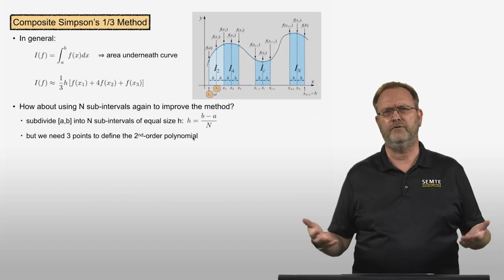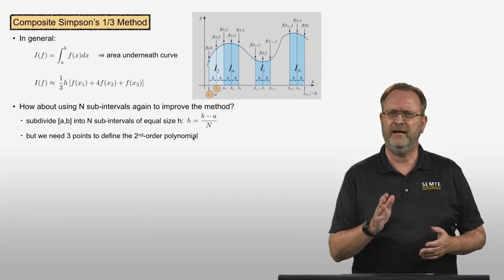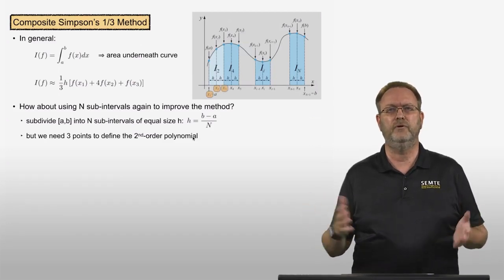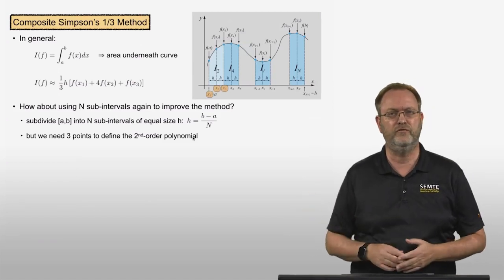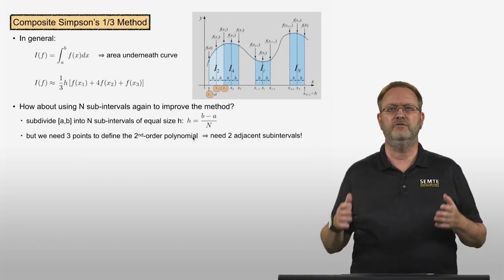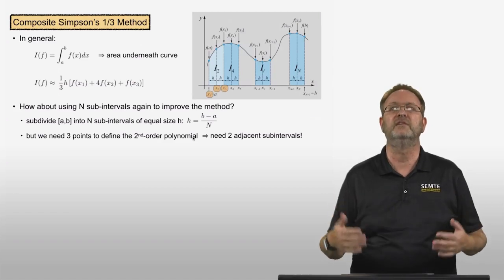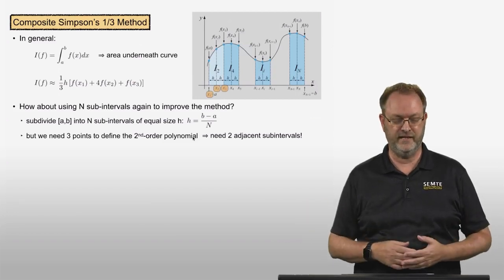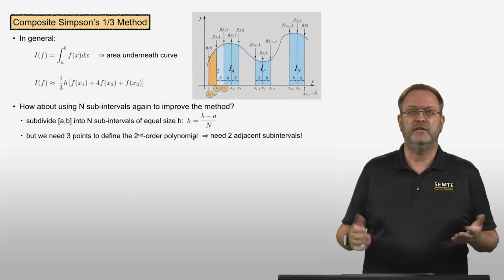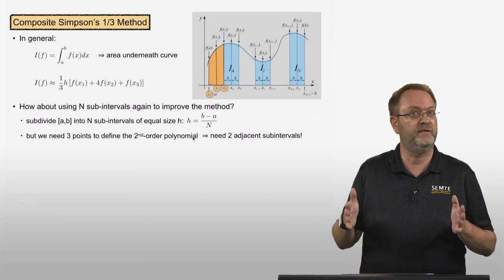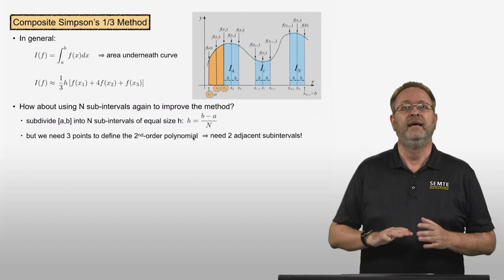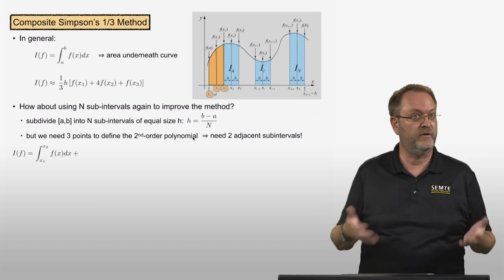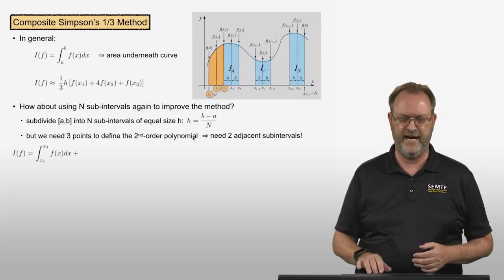So where do we get our third point? Well, we don't really have to go to the middle of the interval anymore, because we have now additional points available, and the additional point is just from the next interval over. So what we'll have to do is we need 2 adjacent subintervals to give us the 3 points that we need to define the second-order polynomial that we analytically integrate in Simpson's 1/3 method. So this would then be the first subinterval, and this would be the second subinterval that we're using. And we are integrating over those two subintervals combined. So that's the integral from x1 to x3 of f of x dx.